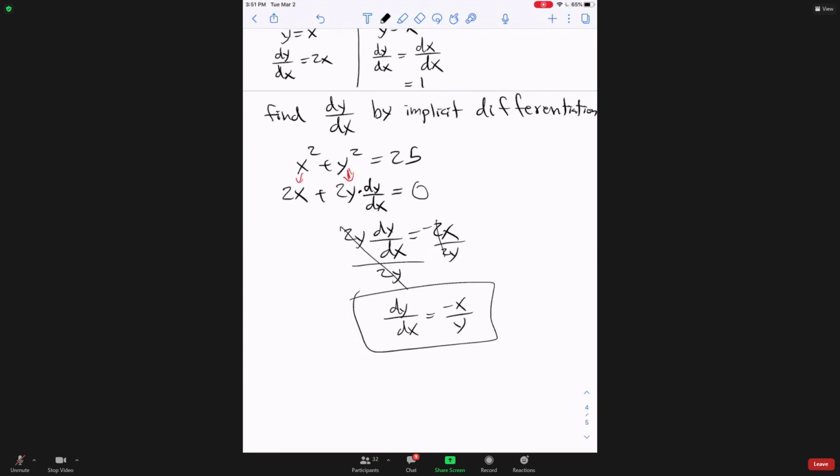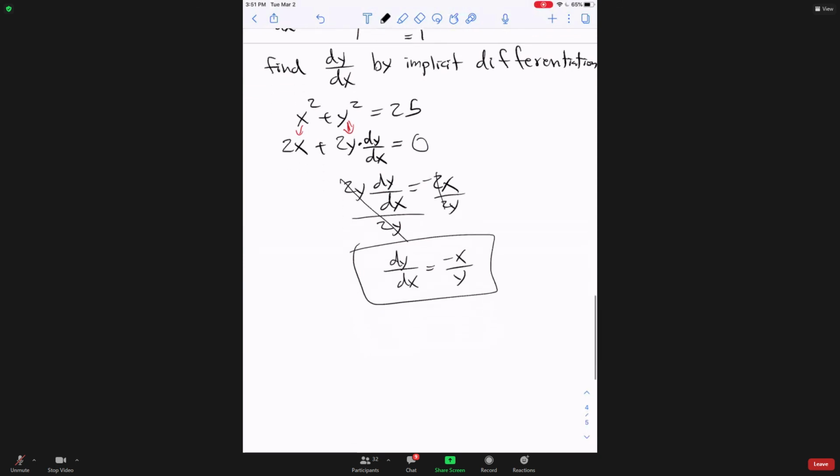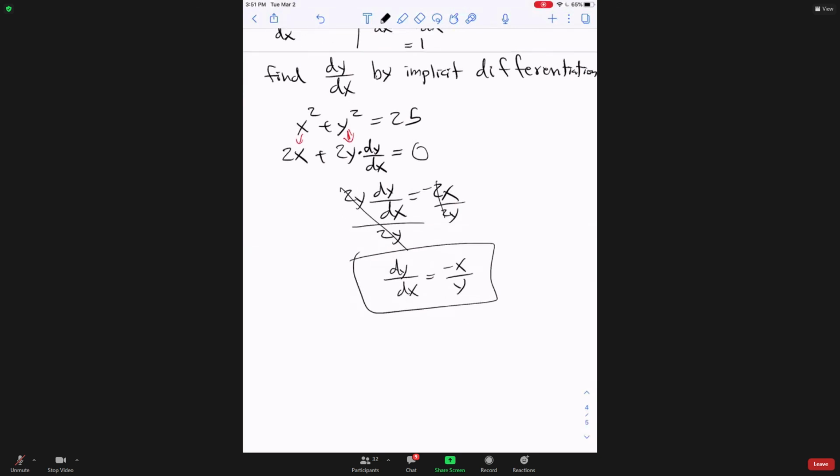Now, notice the answer here has x's and y's in it. Well, it actually depends on both because I chose an easy example here, x squared plus y squared equals 25. I can show you the graph. In this case, this is the graph where x squared plus y squared equals 25. It's a circle centered at 0, 0 with a radius of 5.